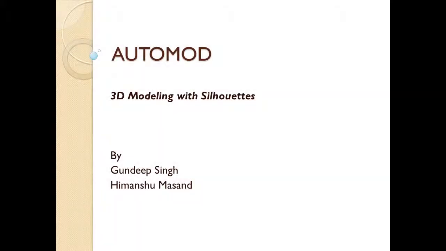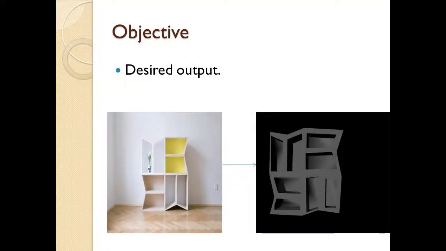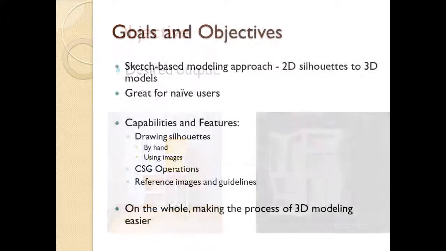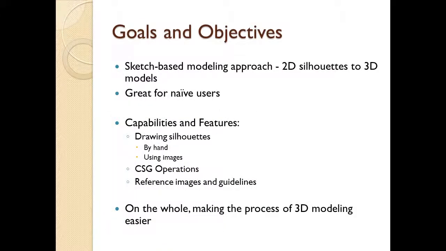Hi, I'm Gundeep. Himanshu and I have developed a Maya plugin called AutoMod, 3D modeling with silhouettes. It converts 2D silhouettes to 3D models. The main objective of this Maya plugin is to generate 3D models using 2D images and silhouettes, which is great for naive users with limited or no knowledge of modeling in 3D space.